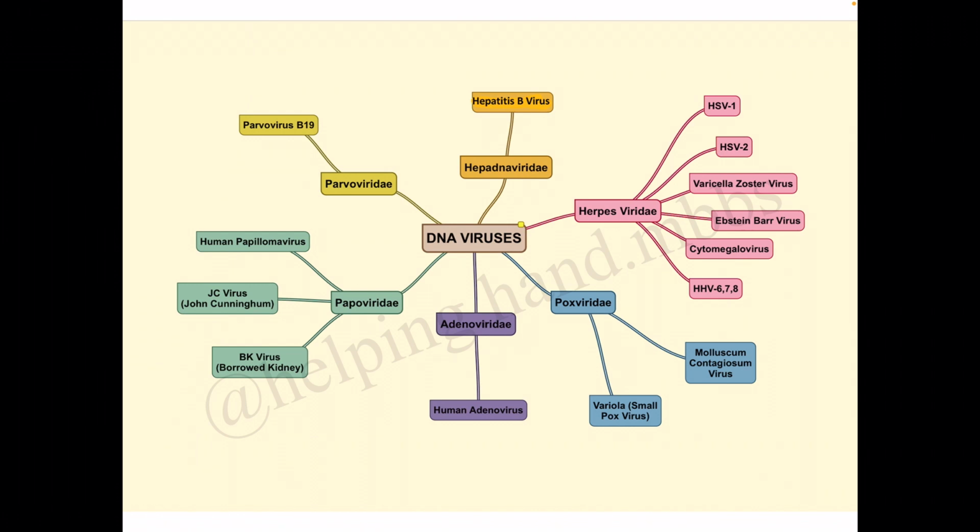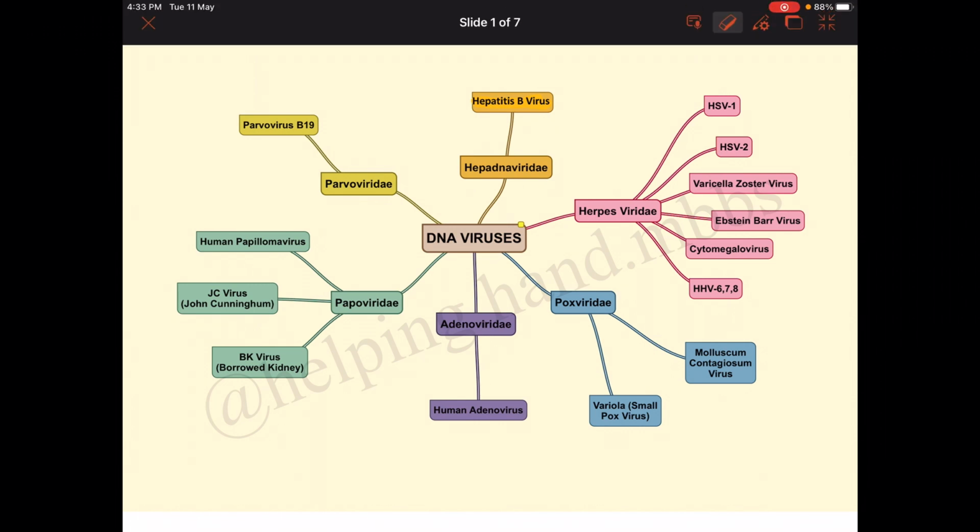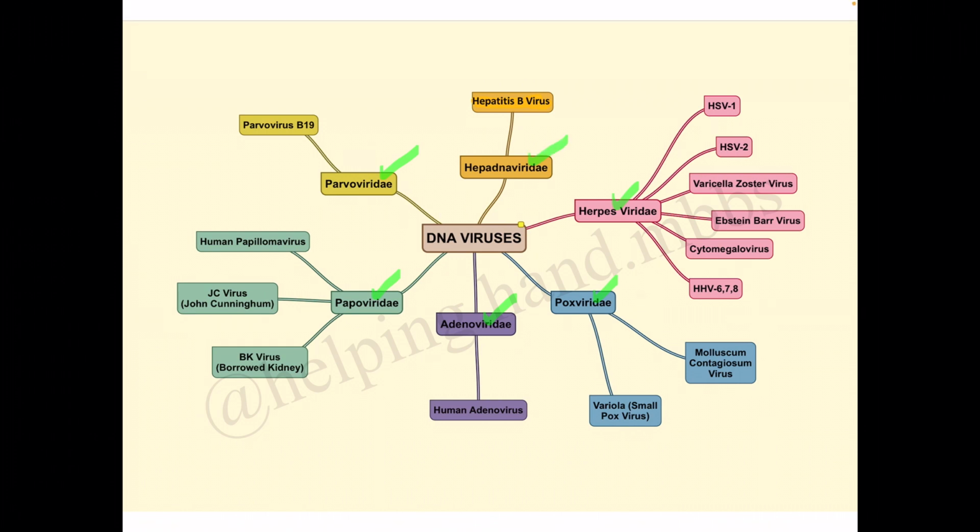So DNA viruses, as you can see on the screen, have 6 families in total: herpesviridae, poxviridae, adenoviridae, papovaviridae, parvoviridae, and hepadnaviridae. Okay, so let's start the examples of herpesviridae.